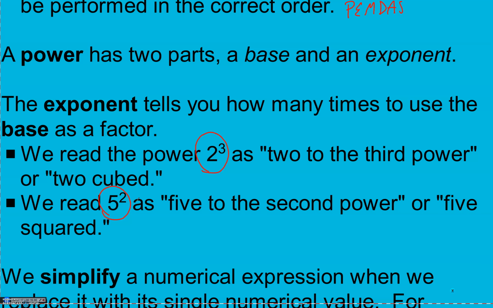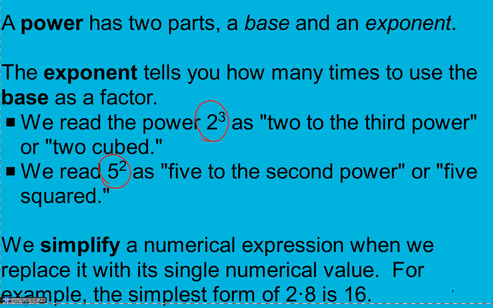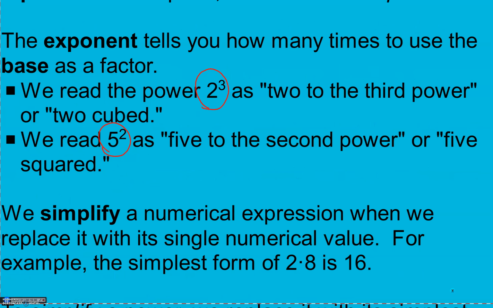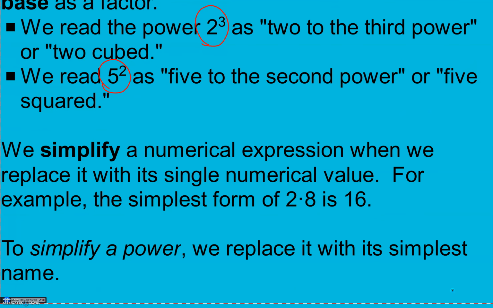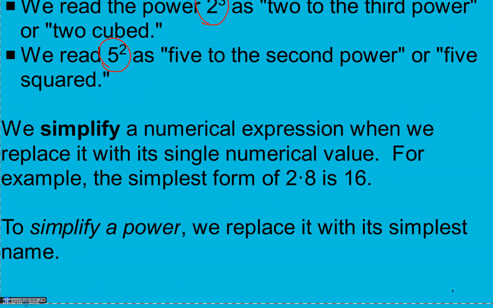We simplify a numerical expression when we replace it with its single numerical value. For example, the simplest form of 2 times 8 is 16, so we replace 2 times 8 with 16. To simplify a power, we replace it with its simplest name. So to simplify 2 to the third power here, we take our base times itself, exponent number of times. And then we actually multiply it out. 2 times 2 is 4 times 2 is 8.